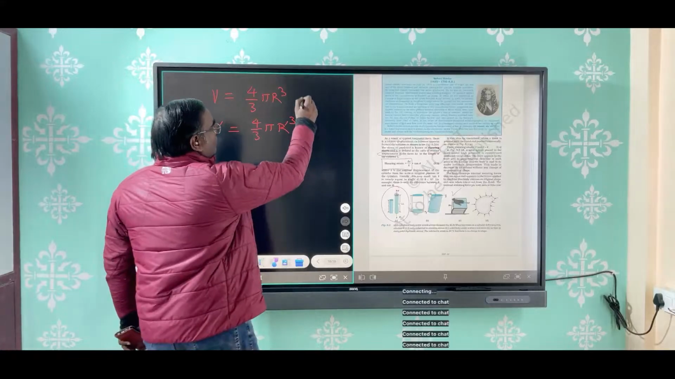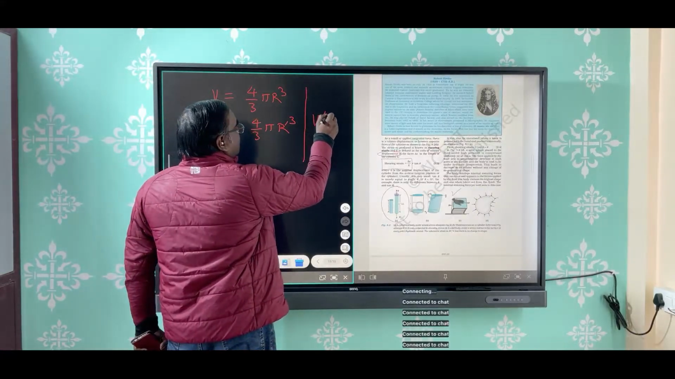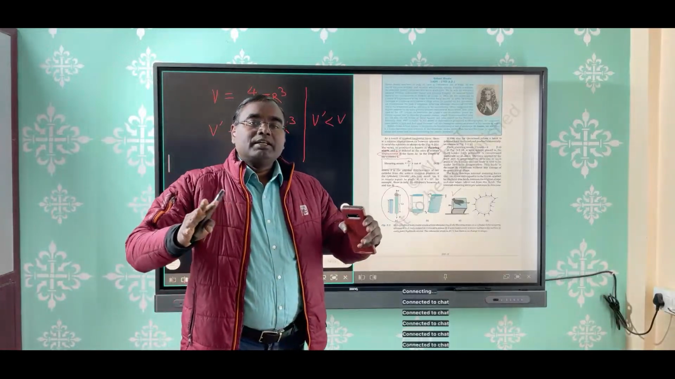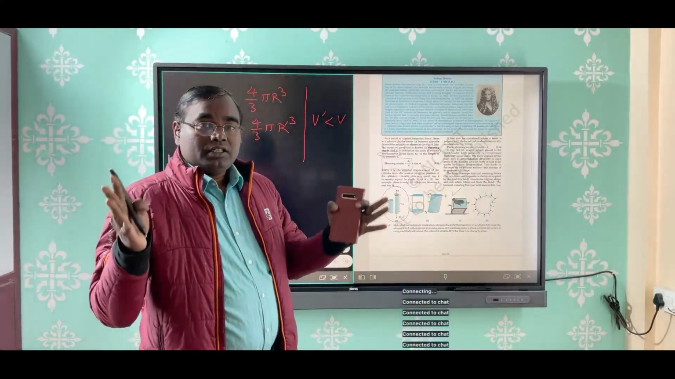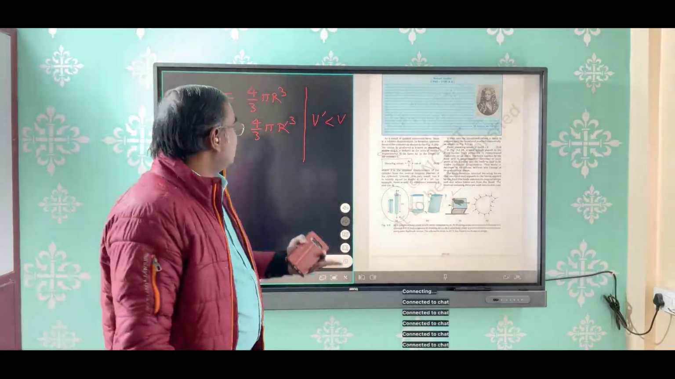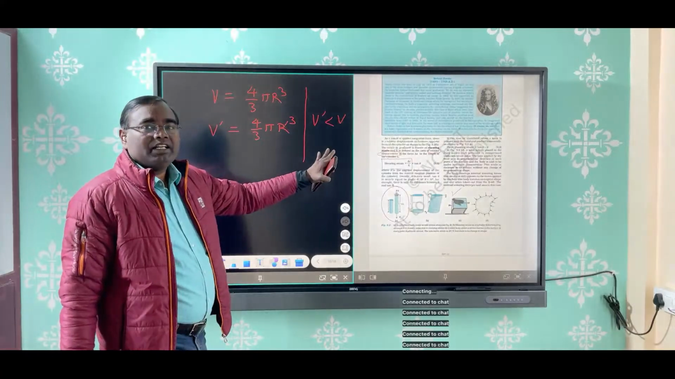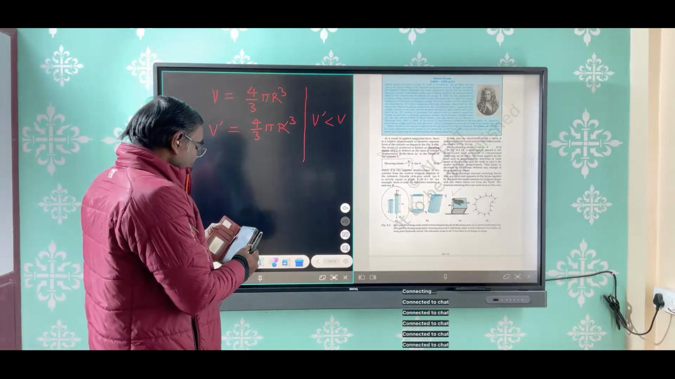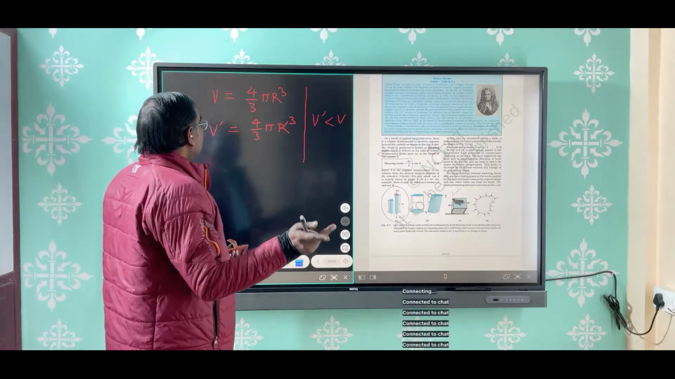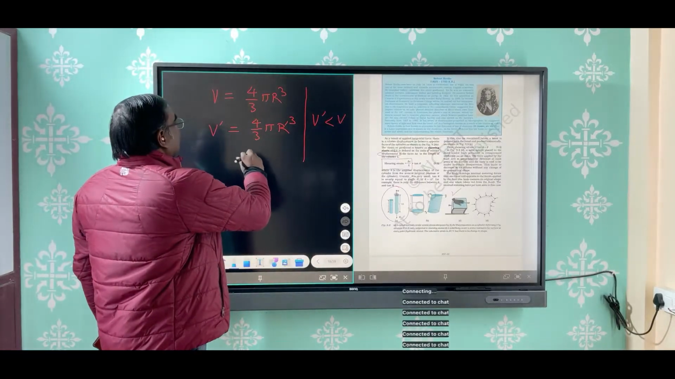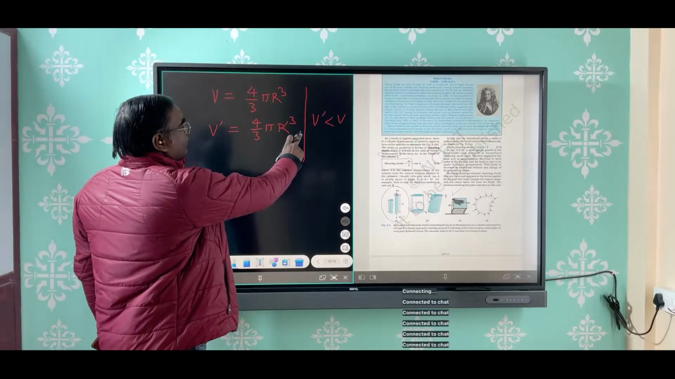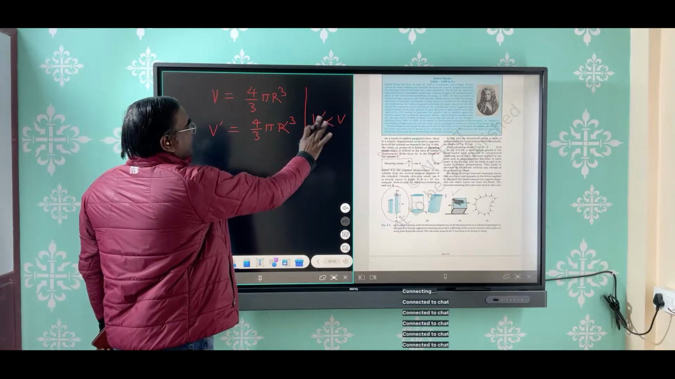And here you must note this V prime is less than V because of the hydraulic pressure getting applied on the sphere due to the liquid. So V prime will be always less than V, right? So if you have doubt, you can ask. So up to here, I hope it is clear. So V prime is less than V.